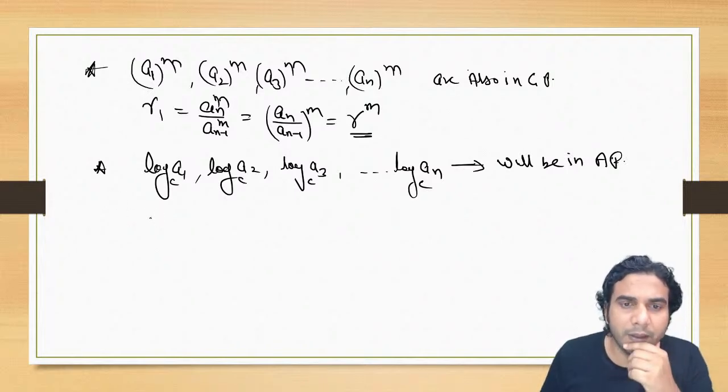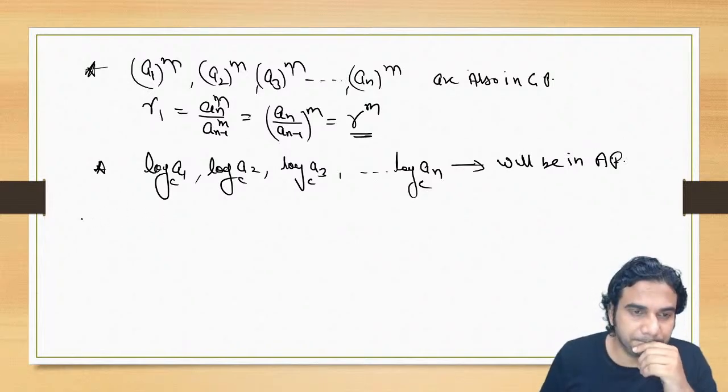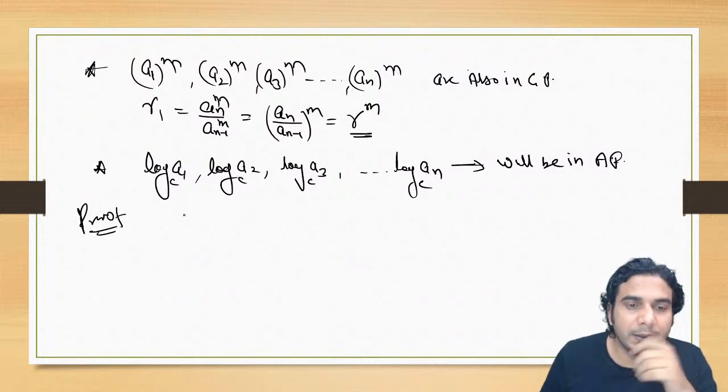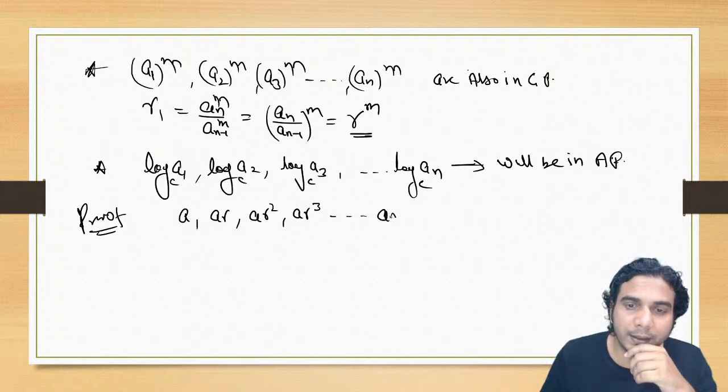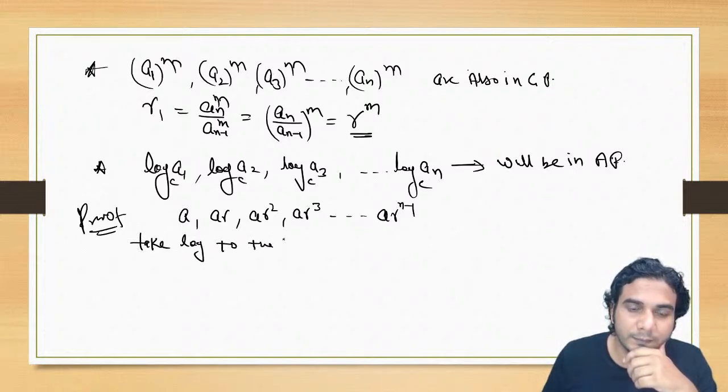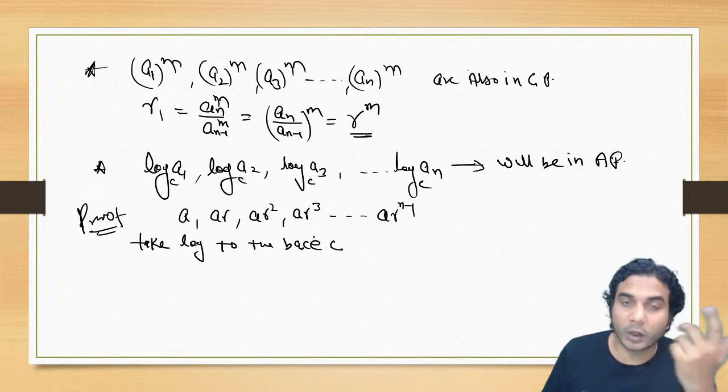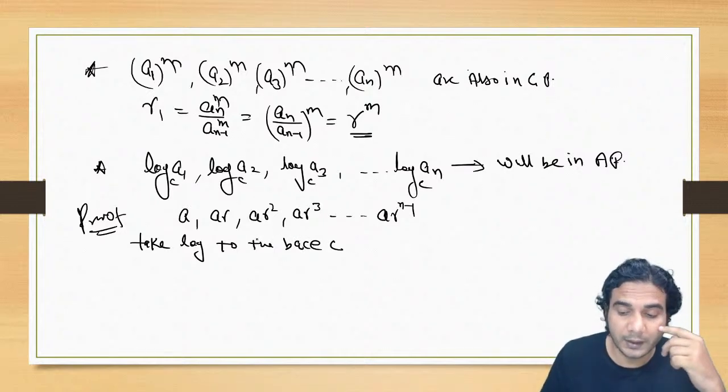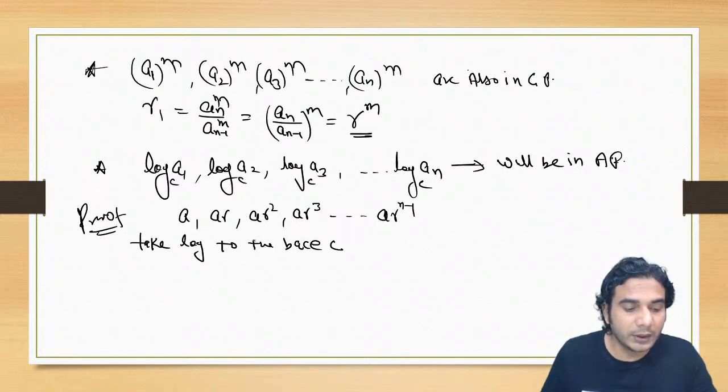Let's take a_1, a_2, a_3 as, I'll tell you the proof of this. So this is your GP: a, ar, ar square, ar cube, all right, and so on, ar raised to n minus 1. Now take log to the base c, and see what will be the new common ratio if it's a GP. First of all, let's check whether it's a GP or not. And if it is a GP, then we'll check what will be the common ratio.